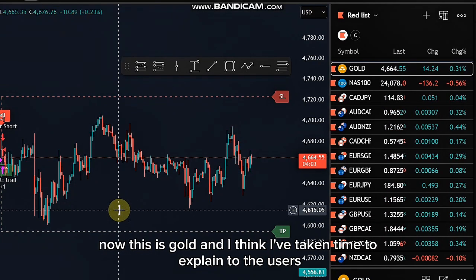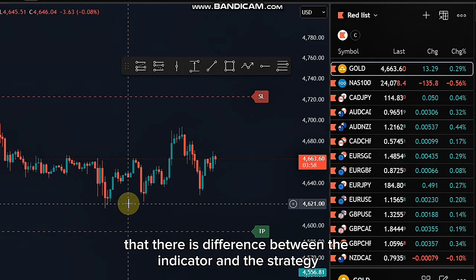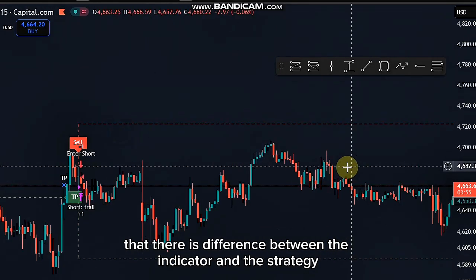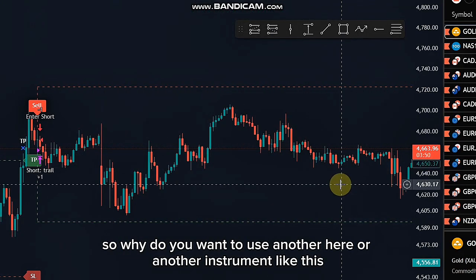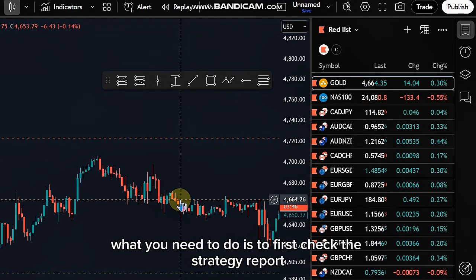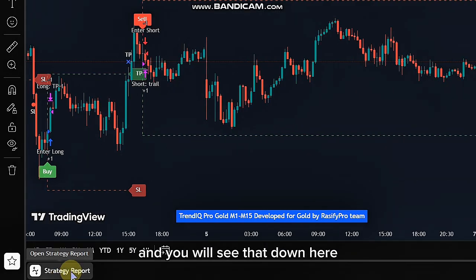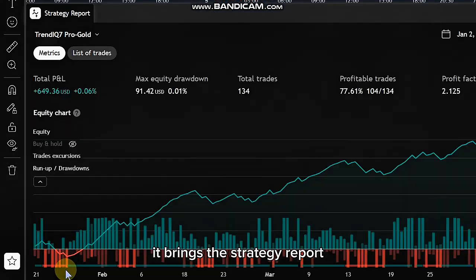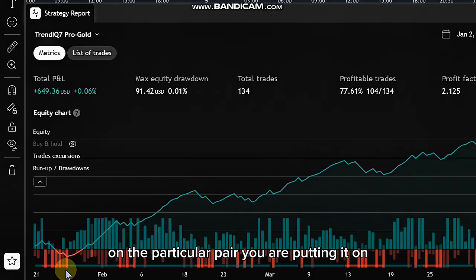Now, this is gold, and I think I've taken time to explain to the users that there is a difference between the indicator and the strategy. All right, so when you want to use another pair or another instrument like this, what you need to do is to first check the strategy report, and you will see that down here. Immediately you attach the TrendIQ Pro Gold indicator, it brings the strategy report and it gives you an update of how the strategy has performed on the particular pair you are putting it on.